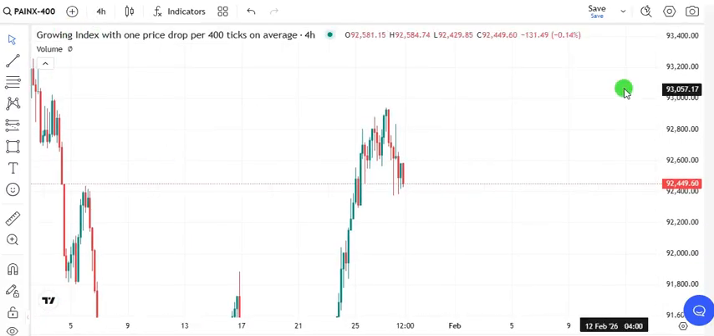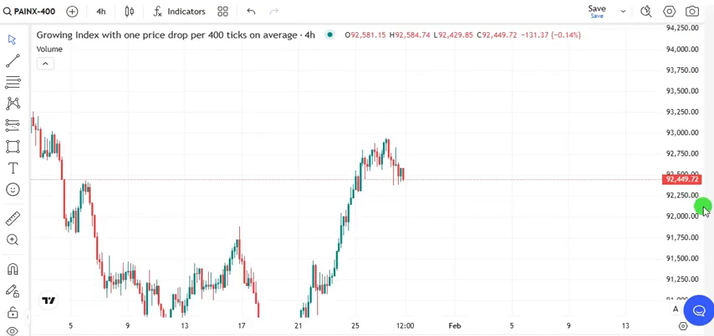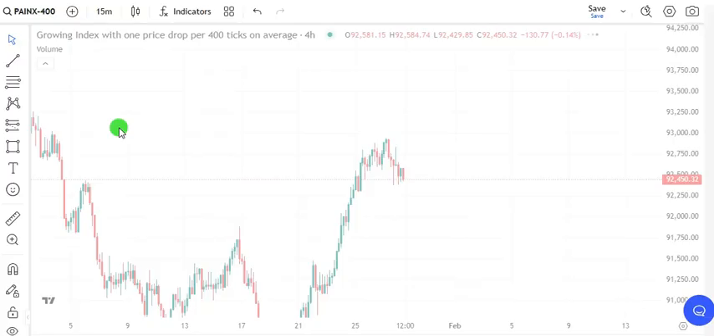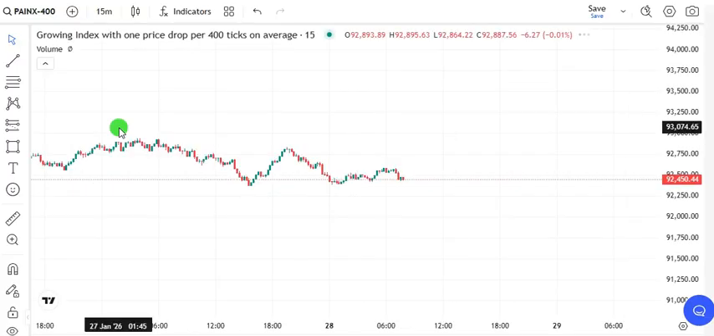Alright, and this, what's it called? PainX 400. Now you can see it has been bullish for a long time. Now getting rejected here, getting rejected again, and then you just have to go straight to the 15-minute chart to see. You can see change of structure on the bullish aspect of it.